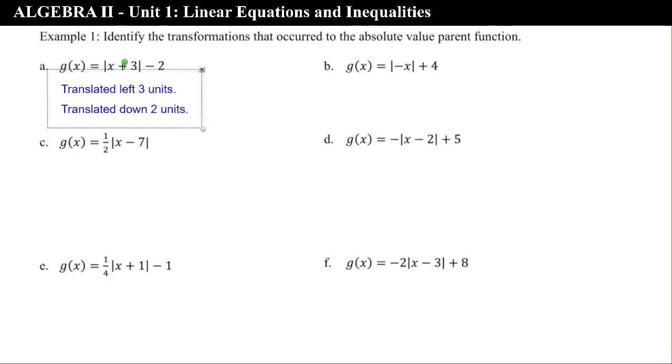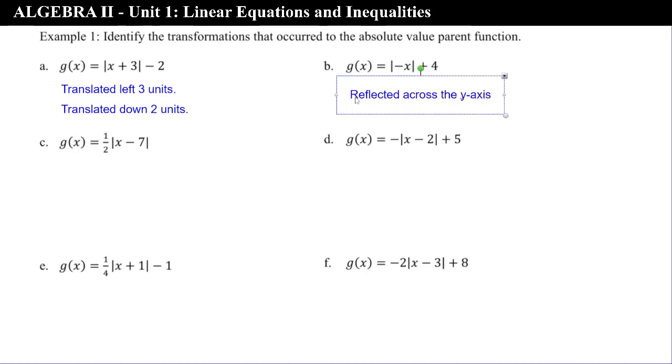Okay. So now, let's go on to the next one. And let's talk about how this one is going to work. All right, so we have a negative on the x. So this particular function is going to be reflected across the y-axis. And then we have a plus 4, so that means it's going to be translated up 4 units.